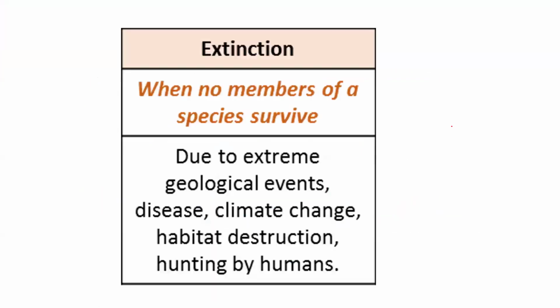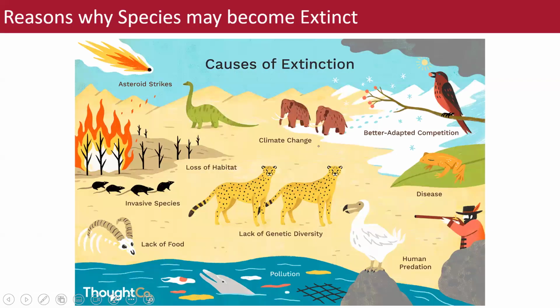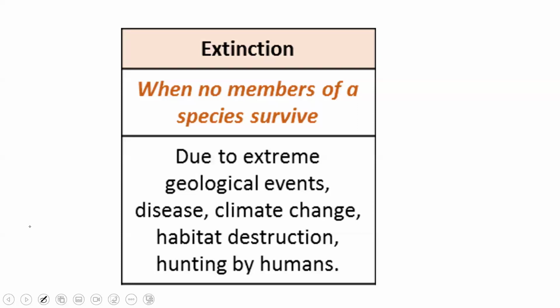Okay, extinction. The definition of extinction is where no members of a species survive. I'm going to show you the picture in a minute where you can again think about the main ones that you would talk about in extinction. Before we mention the reasons, just remember what a species is.